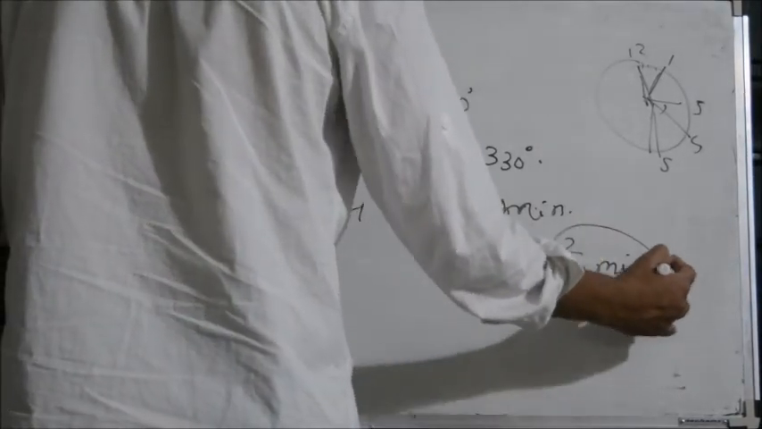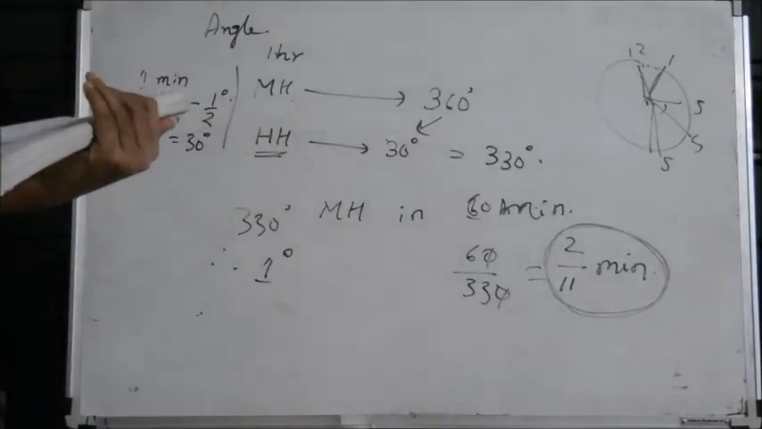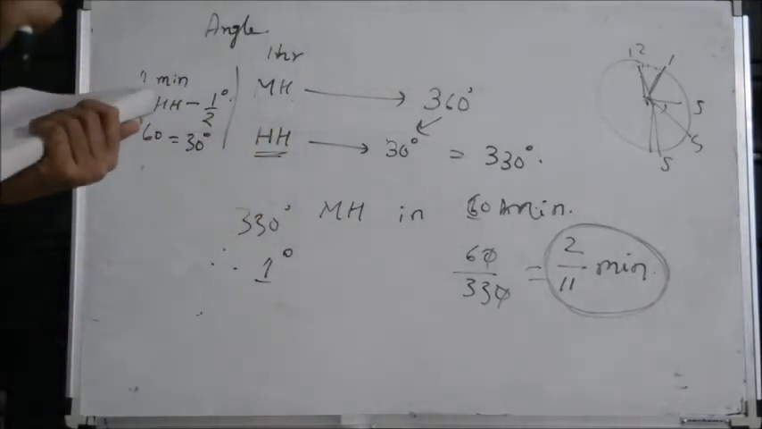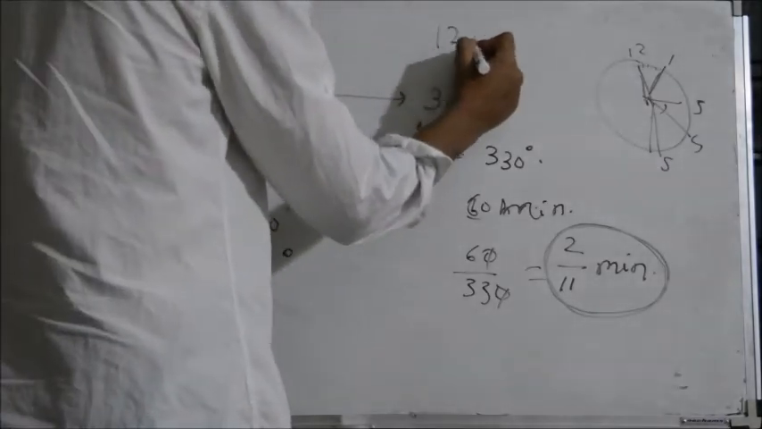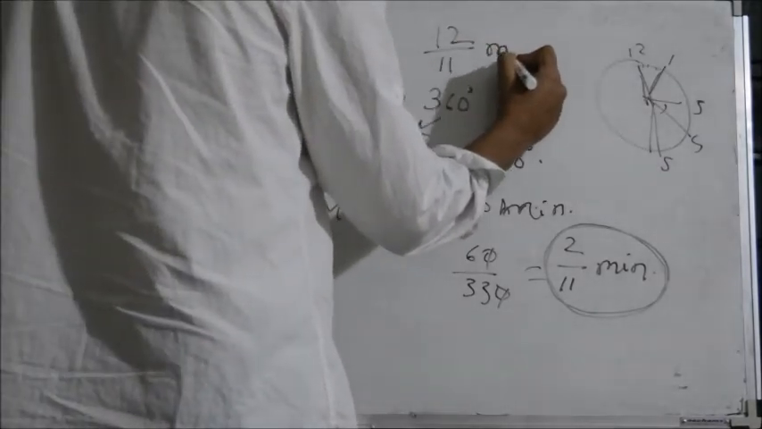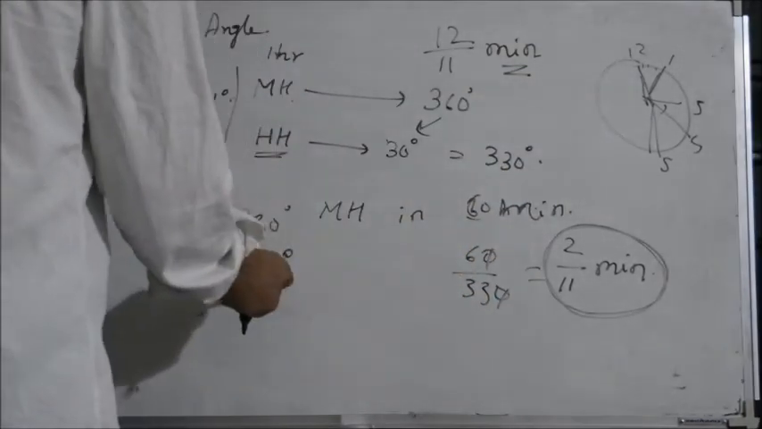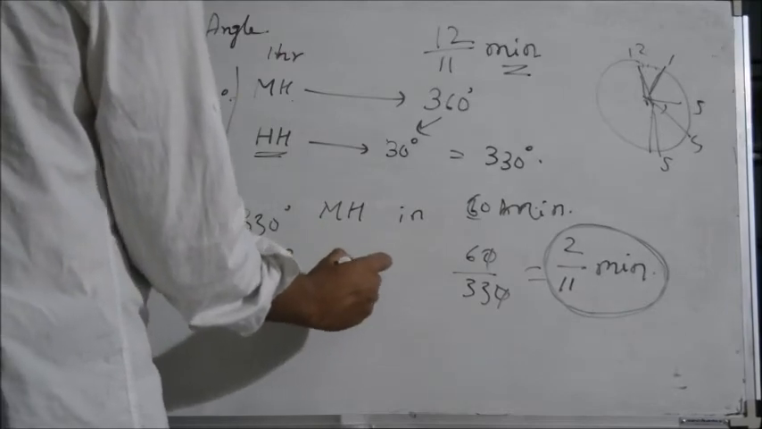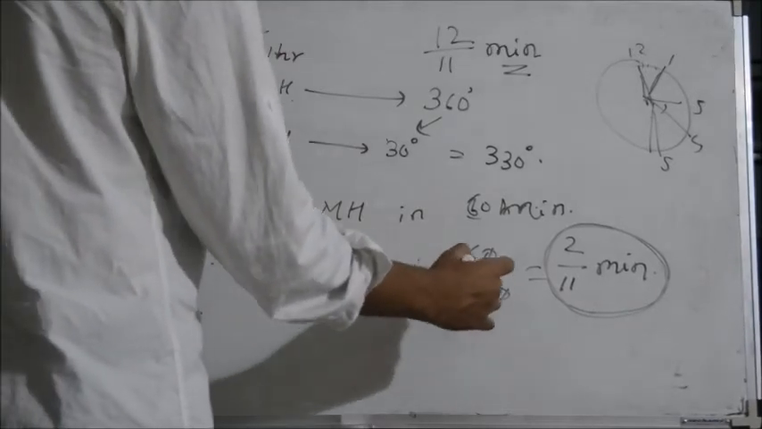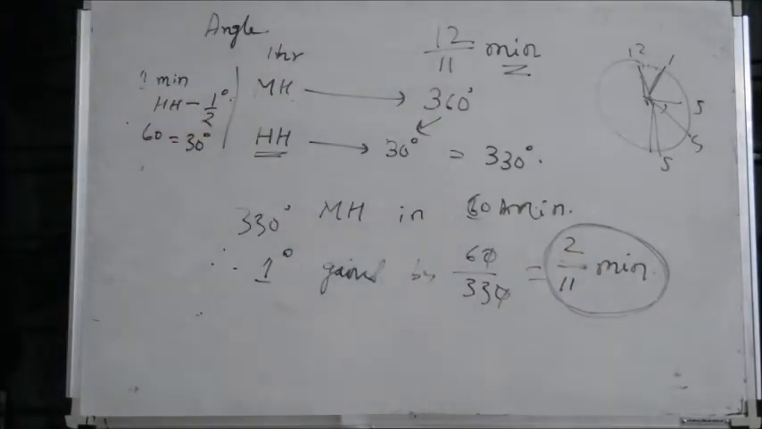These are important relations. First one is, 1 minute gained by minute hand over hour hand in 12 by 11 minutes. And second important relation, first is minute and now degree: 1 degree gained by minute hand over hour hand in 2 by 11 minutes. Just remember these two relations.